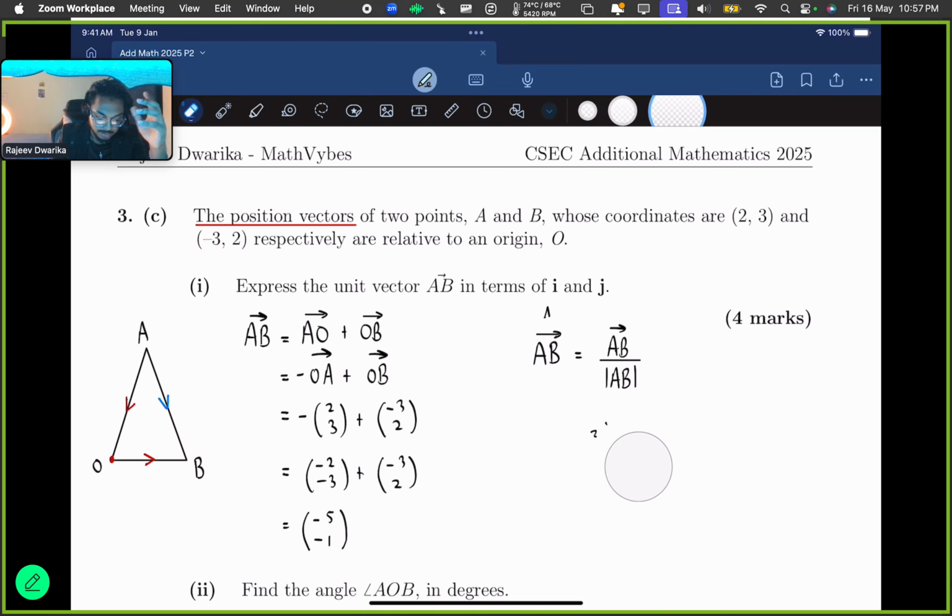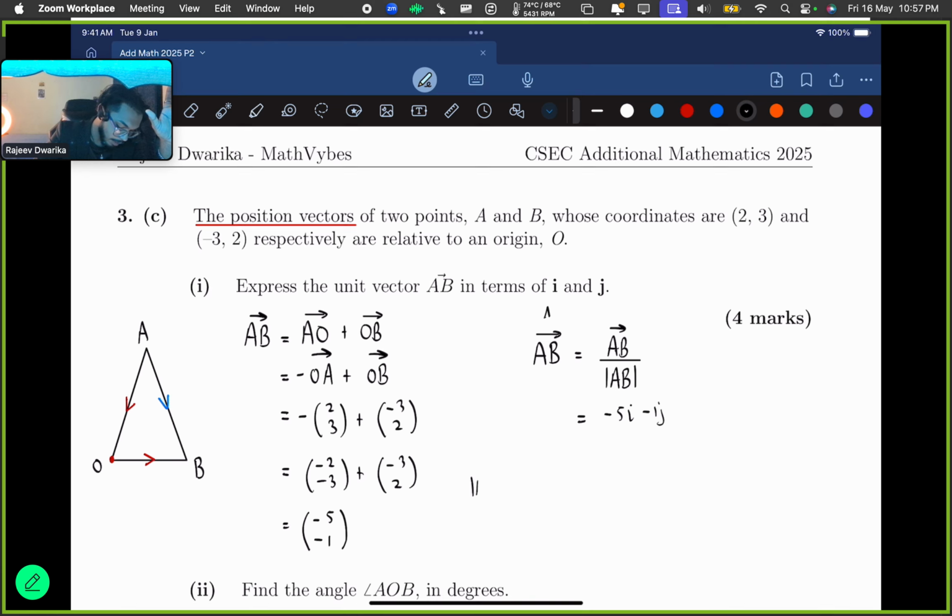And so A to B, that's minus 5i minus 1j. And now we need to find the magnitude of AB. The magnitude of AB is just the square root of the horizontal component squared plus the vertical component squared. So minus 5 squared plus minus 1 squared, it doesn't matter if you plus or minus, and you're supposed to get 26.